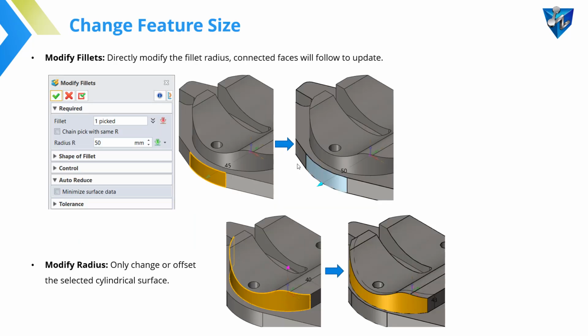Alright, after feature position modification, what should the next topic be? Of course, it should be the feature size modification. In ZW3D, fillets and radii can be modified directly, as shown in the picture. With the modify fillets function, connected faces will follow to update. However, the modify radius function only changes or offsets the selected cylindrical surface.